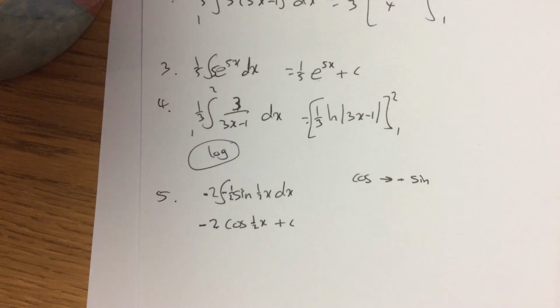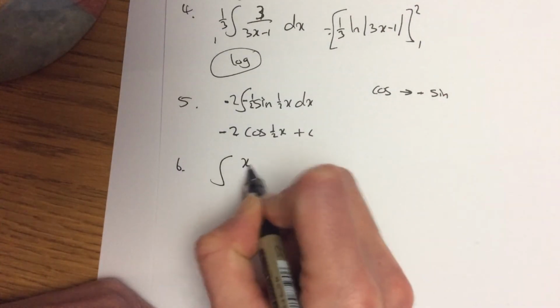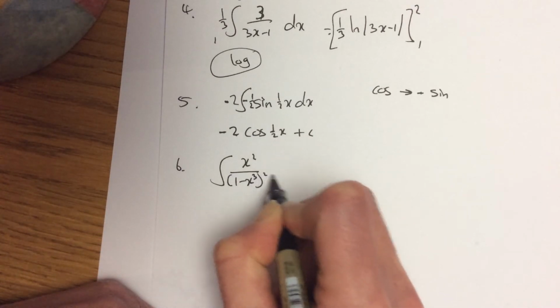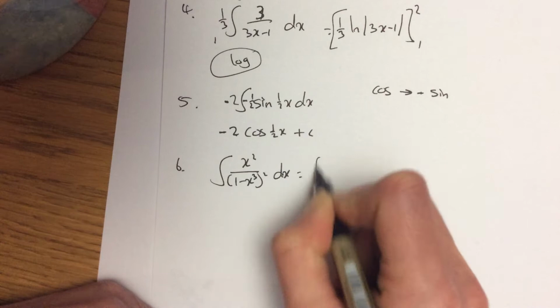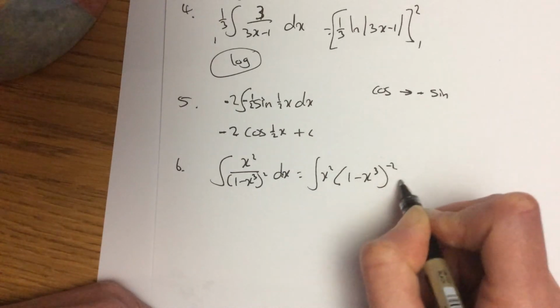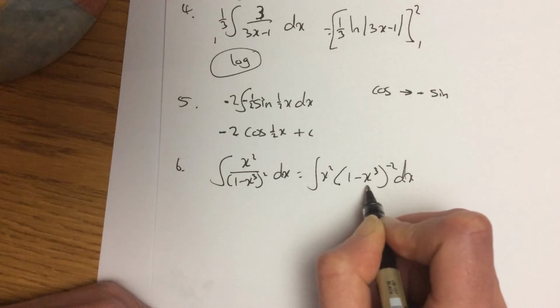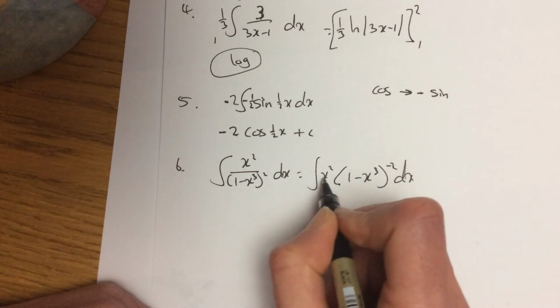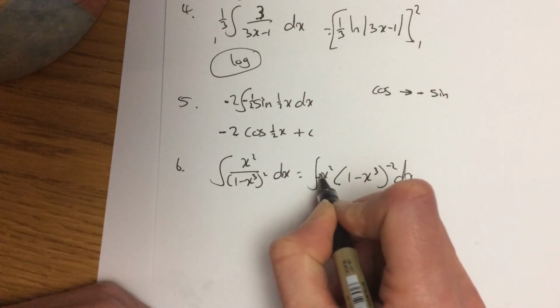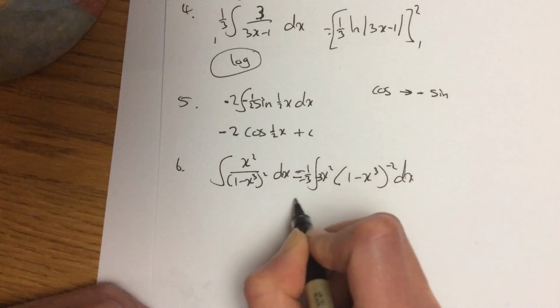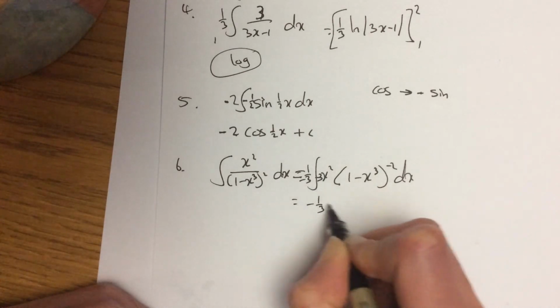Number 6. You have here x squared over 1 minus x cubed squared. Well, that's a bracket on the bottom. So bring it up, the minus. Derivative of the bracket, if you differentiate this, you get minus 3x squared. I've got the x squared, but I need the minus 3. And balance outside with 1 over minus 3. So it's minus a third.